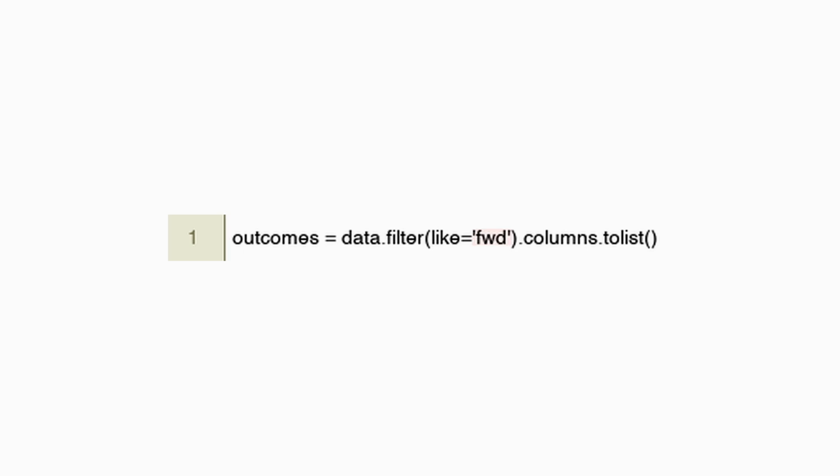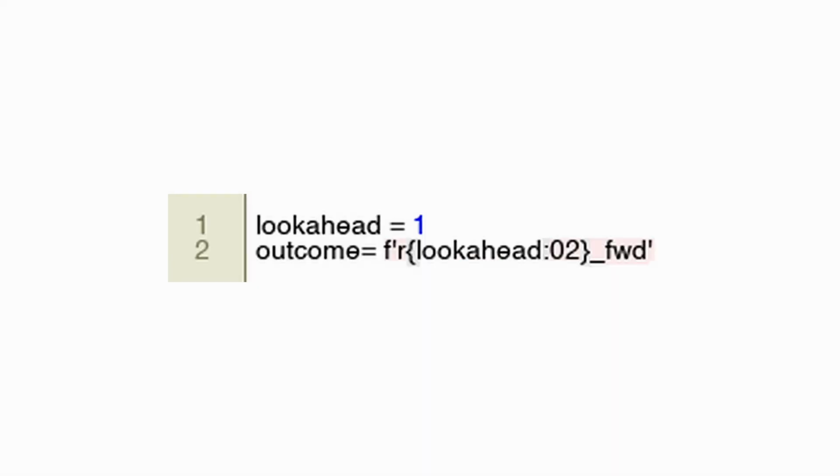The code assigns the outcomes variable a list of column names from the data object that include FWD. It uses a filter function to pick these columns and turns them into a list. The code sets up two variables. Lookahead gets the number 1, and outcome is assigned a string that includes lookahead's value with 2 digits, padded with a 0 if it's a single digit, e.g. R01FWD if lookahead is 1.